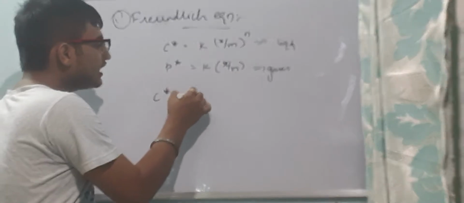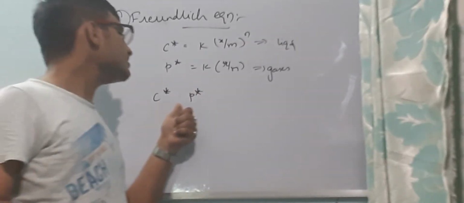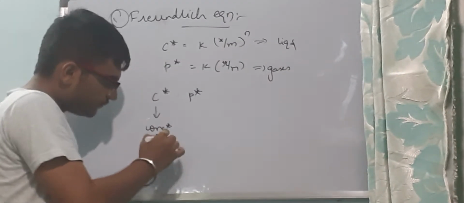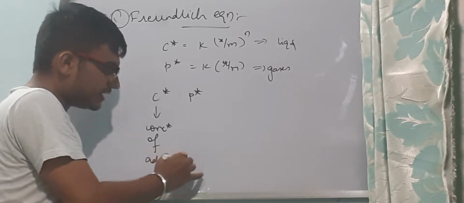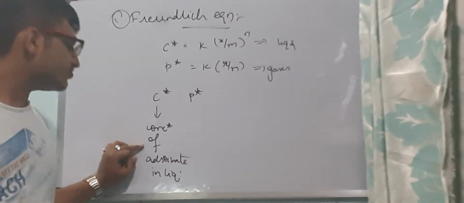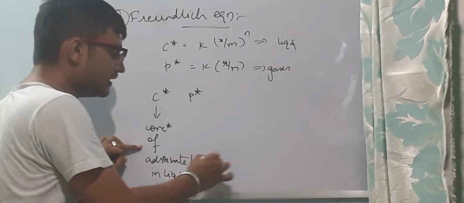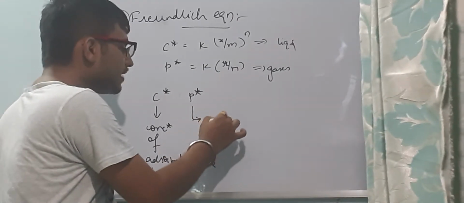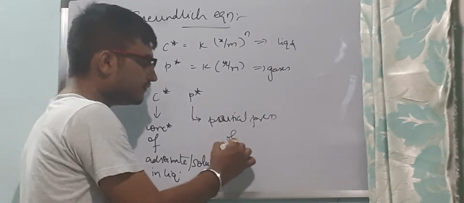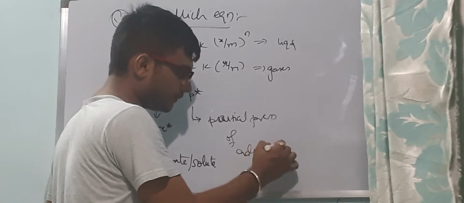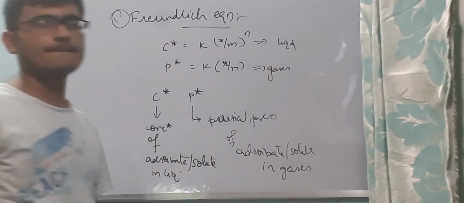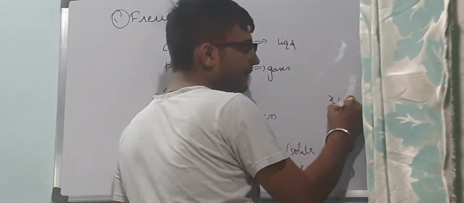C star and P star are the concentration and pressure. C star is the concentration of adsorbate, or the solute particles you can say, in liquid state. Whereas P star is the partial pressure of adsorbate, or you can say solute, in gaseous state.